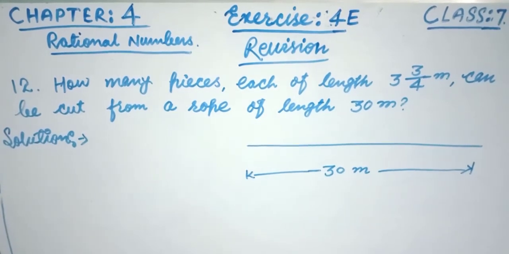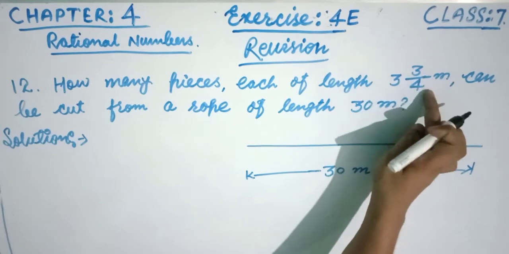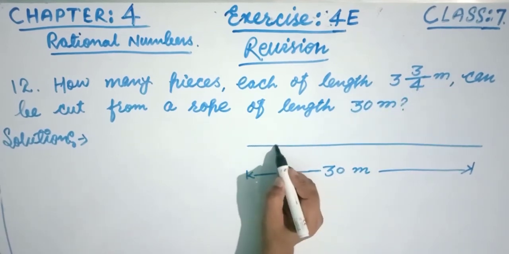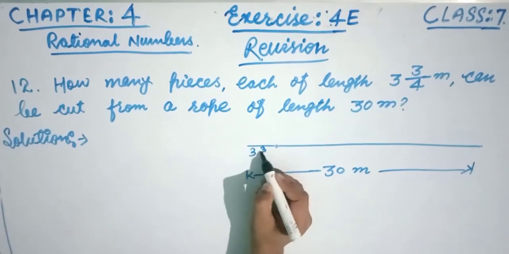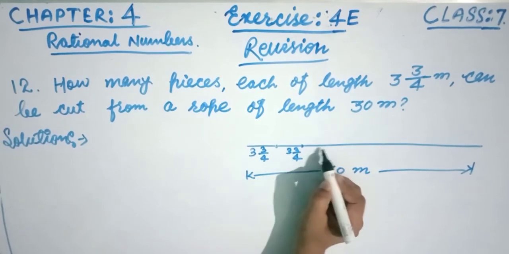Now each, and we will make the pieces of this rope, but how many pieces do we require? We have to find the number of pieces, and each piece is 3 and 3 by 4. Suppose this is 3 and 3 by 4. Once again, this is 3 and 3 by 4, friends. Remember, 3 and 3 by 4.